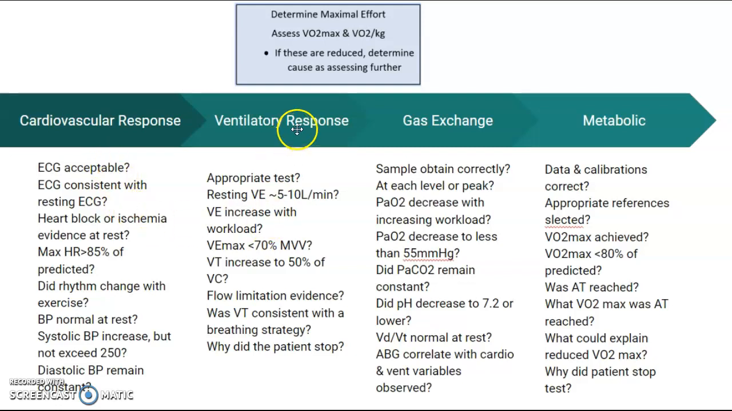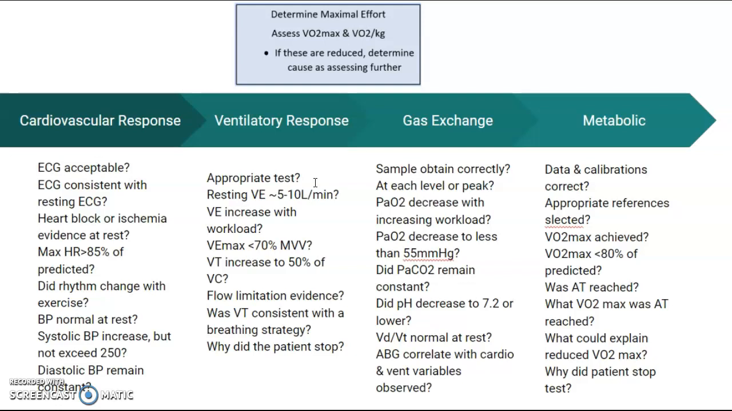Okay, next we're going to look at our ventilatory response. First and foremost, was the appropriate test used for the patient's condition? Obviously, if you have a COPD on 5 liters of oxygen, putting them on a treadmill with a ramp protocol is probably a poor choice. So you want to consider the test chosen.